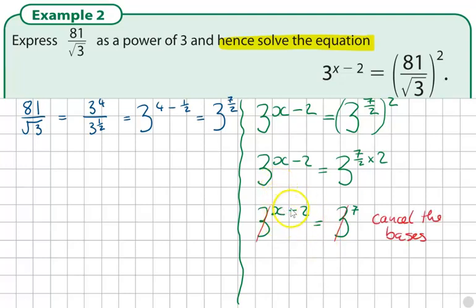So I have x minus 2 equals 7. And solving for x, I get x is equal to 7 plus 2. So x is equal to 9. I was asked to solve the equation, which means find x, get x on its own. And I did. X is equal to 9.